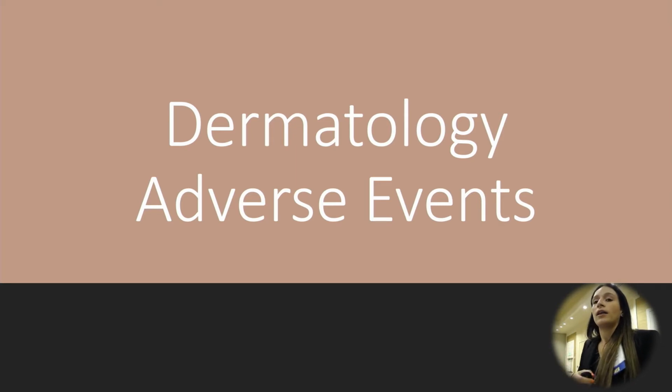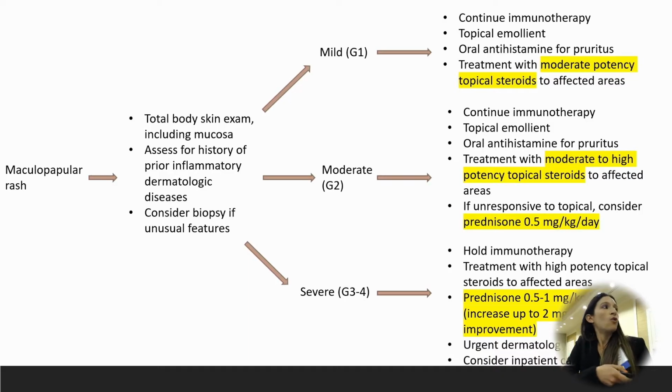Interestingly enough, some of these patients, like the patients who have melanoma and develop vitiligo, tend to have a greater overall survival and progression-free survival, same with dermatitis, okay? So for maculopapular rash, examine the skin. For mild, we'll do some topical emollients, but we can continue the immunotherapy and maybe do some topical steroids.